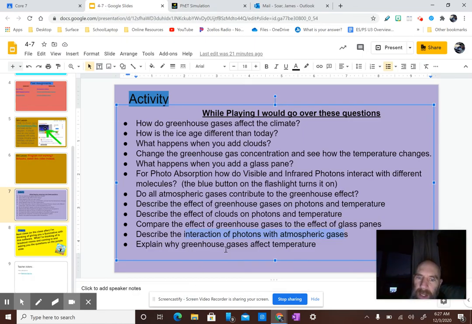And explain why greenhouse gases affect temperature. Greenhouse gases basically act like a blanket. They don't create heat, they just trap it in. And a little bit is good because you don't want to enter an ice age and have all of our food sources die. But the problem we have right now is that we just have too many greenhouse gases and they're causing the planet to warm up too much.